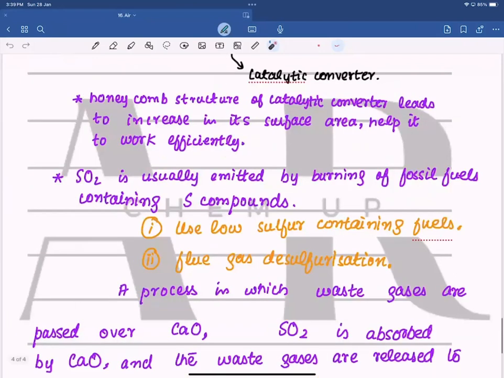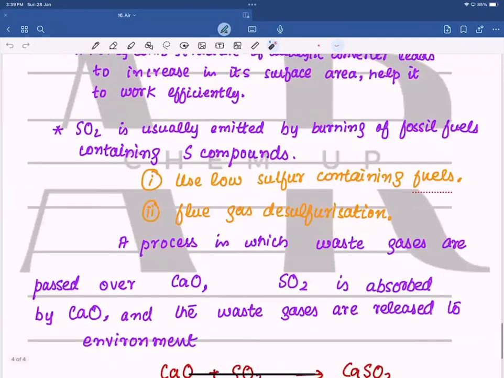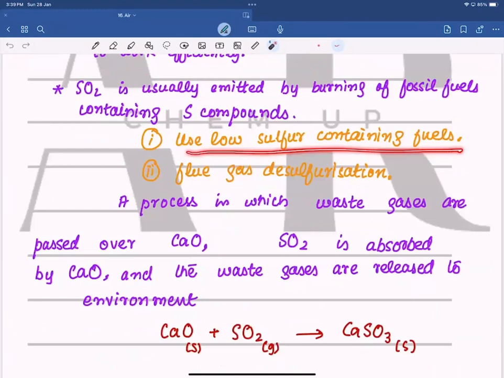Okay, after this, SO2, sulfur dioxide gas, is also causing acid rain. There are two ways. One is low sulfur containing fuels. Either we have to use low sulfur containing fuels, so a lesser amount of sulfur dioxide is produced and released in the atmosphere. And the other is flue gas desulfurization. It is the process that we do before letting the waste gases escape into the atmosphere. That is basically done in chemical plants or chemical industries.